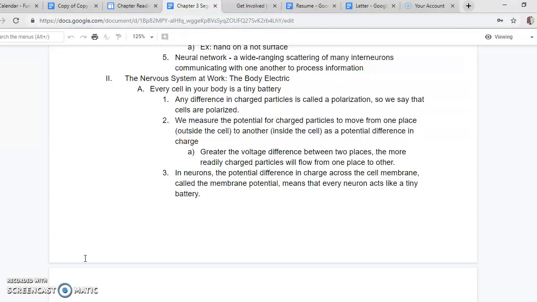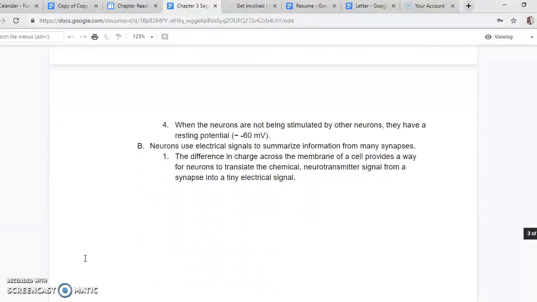And we measure the potential for charged particles to move from one place, such as outside the cell, to another, which may be inside the cell, as a potential difference in charge. And the greater the voltage difference between 2 places, the more readily charged particles will flow from one place to another. So in neurons, the potential difference in charge across the cell membrane, called the membrane potential, means that every neuron acts like a tiny battery.